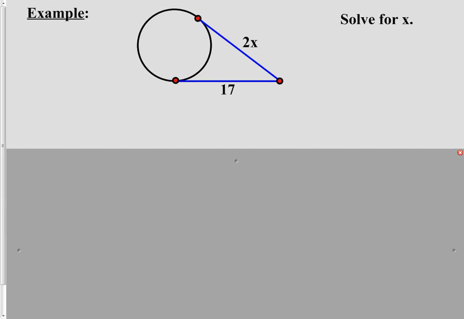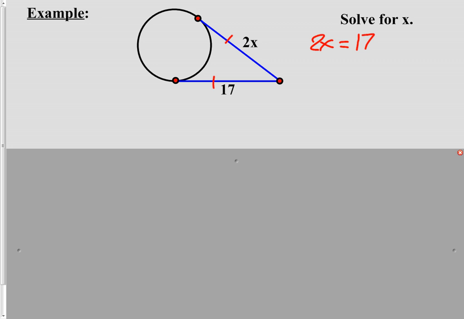So in this particular case, the problem we're looking at, solve for x, it's up to us to identify that we have two secants from a common endpoint. Then it is up to us to know that if those secants come from a common endpoint, then the lengths to the points of tangency will be congruent. So this length here will be congruent to that length there. So when we write an equation, we can say 2x is going to equal 17. Then we simply solve for x.